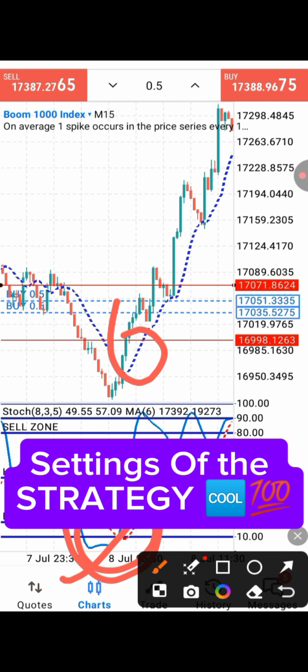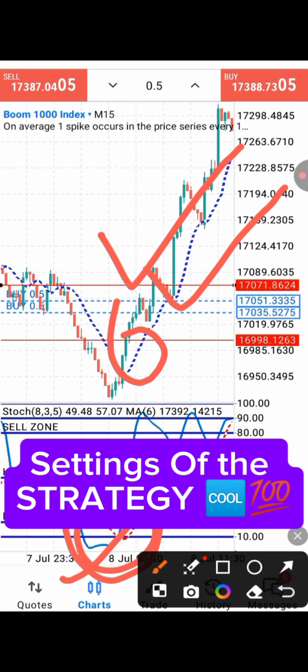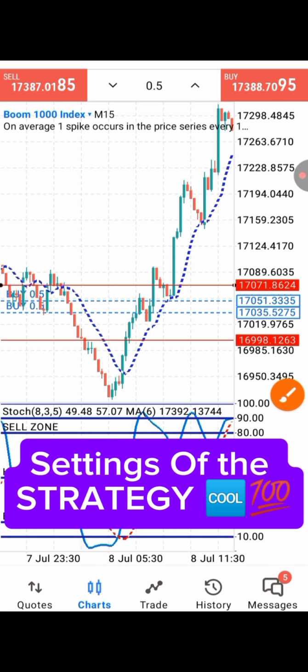I'm going to give you the settings now. I will release all the free settings for you. That is what I want you to understand, and that is how you can have a very nice setup catching spikes using this awesome boom and crash MACD spike catching strategy, or boom and crash multiple spike catching strategy.